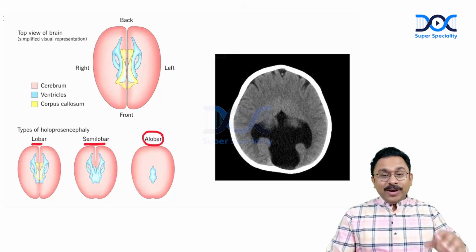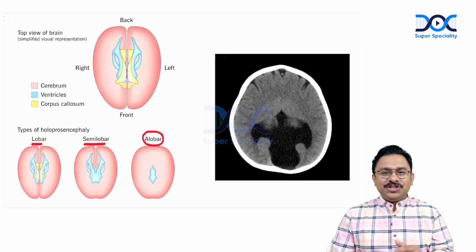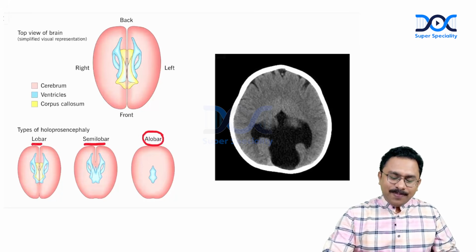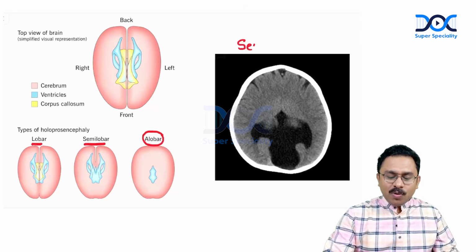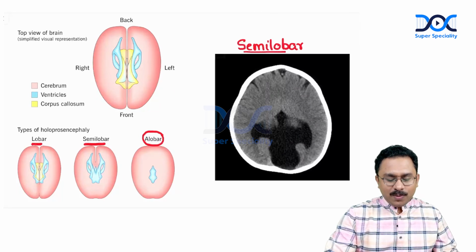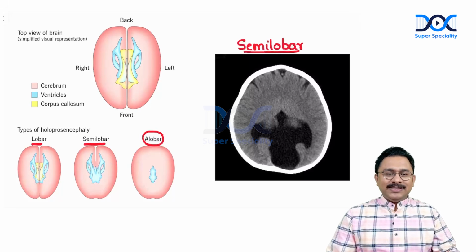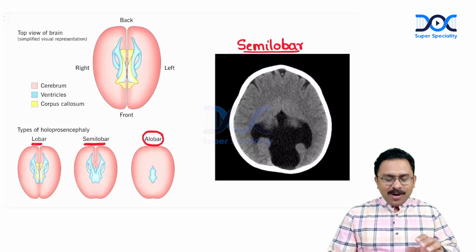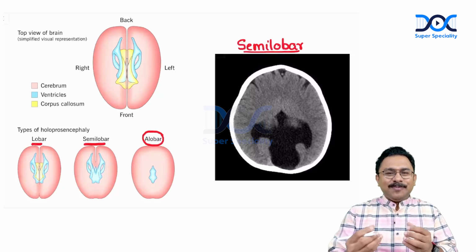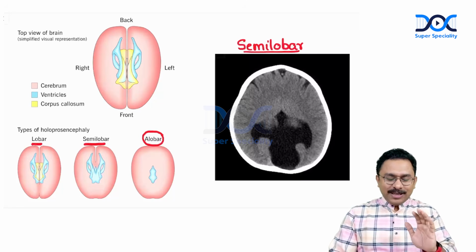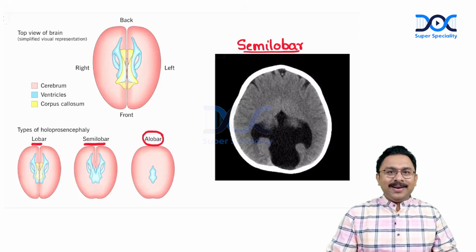You can also see a CT image, and that is actually a semilobar holoprosencephaly. So in semilobar, there is a partial separation that is happening, and in lobar, there is almost complete separation, but not complete. That is lobar holoprosencephaly, the milder variety.